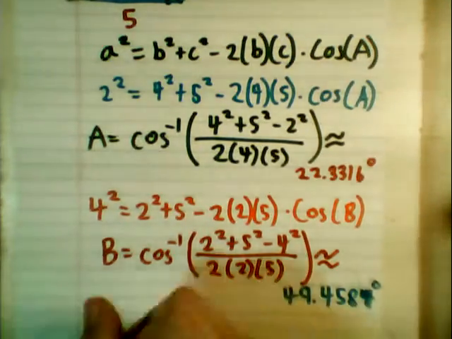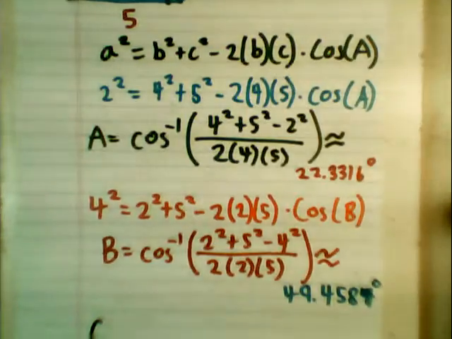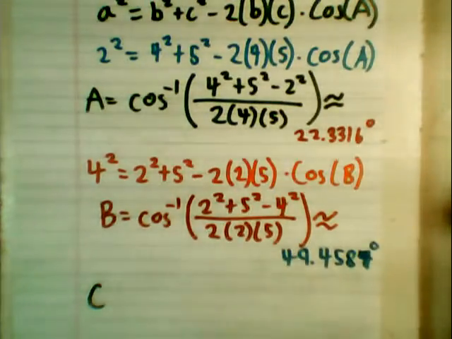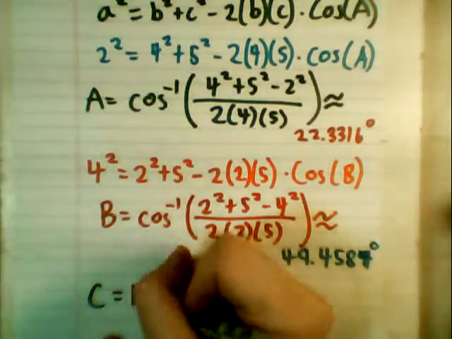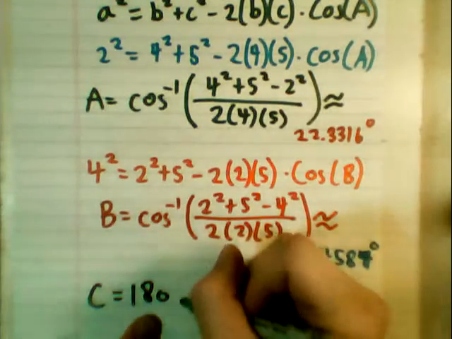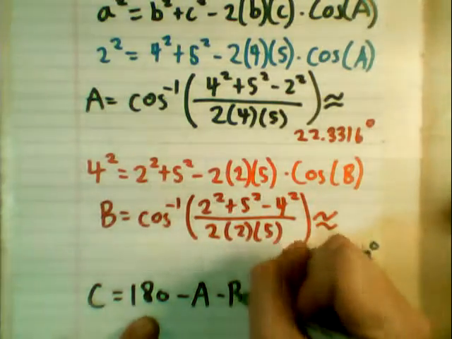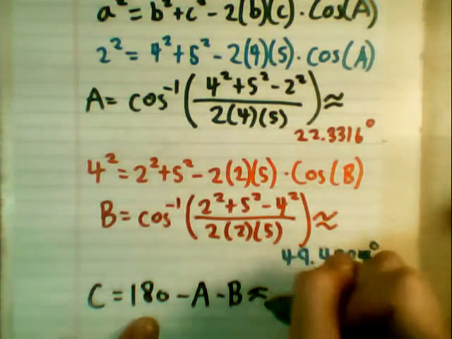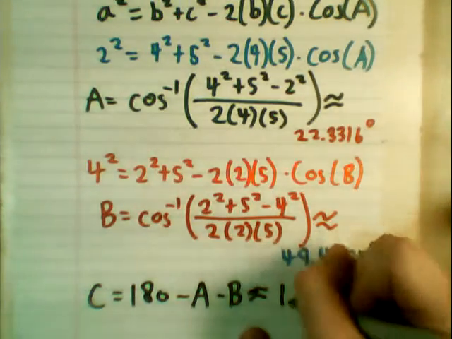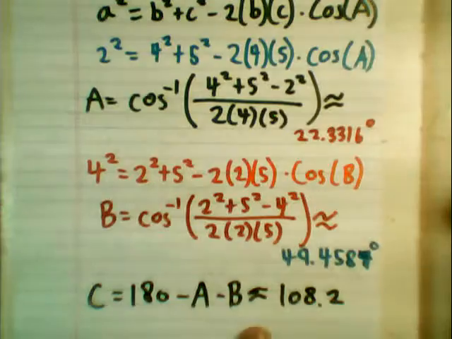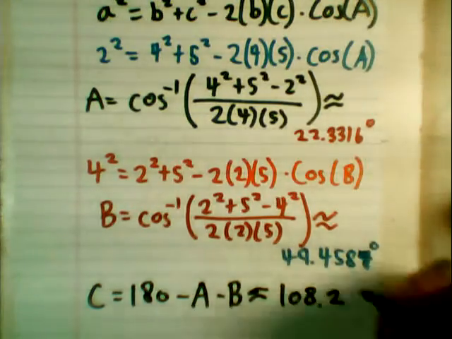Lastly, we have angle C. Thankfully, since we already know 2 angles, we can just subtract them from 180. So 180 minus A minus B gets us C. And C is 108.2 degrees.